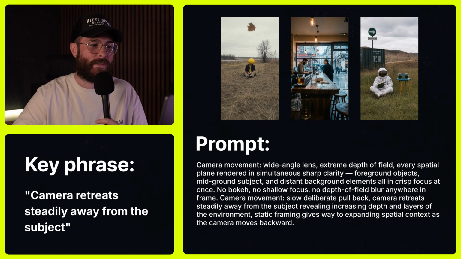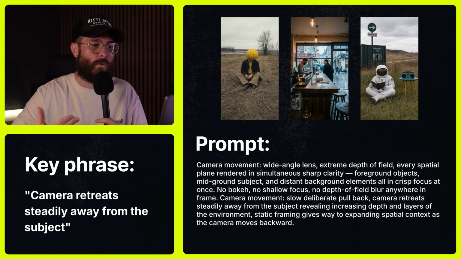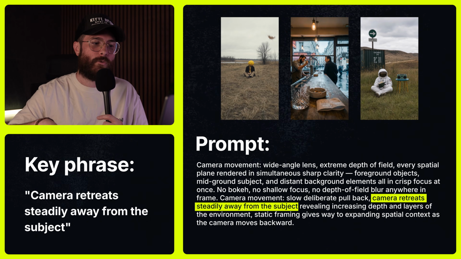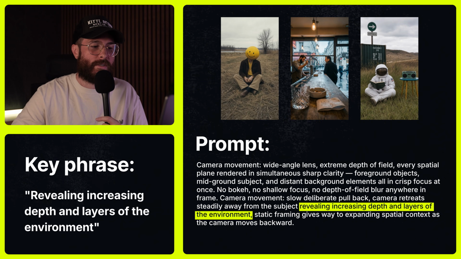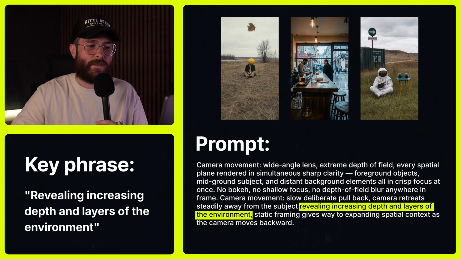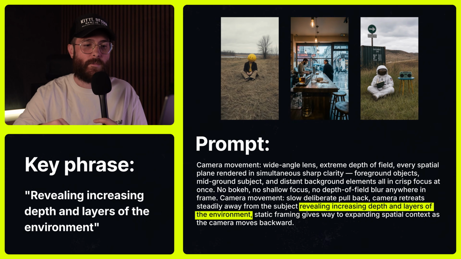Now, the second part to this is the camera movement. The first part was about the angles, the depth, all that kind of stuff that had to do with the lens. The second one is the movement, a slow pull back. So we want to say the camera retreats steadily away from the subject to set that direction. We want to set the direction for the AI of what it's supposed to do, which is retreating. We're not just simply zooming out from a subject at the same exact speed. Then we want to say revealing increasing depth and layers of the environment. This gives the pullback a purpose and helps the AI start to build out the environment as it moves.